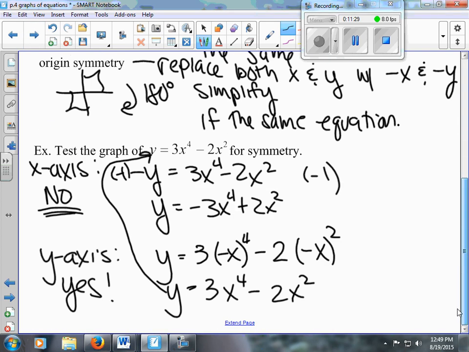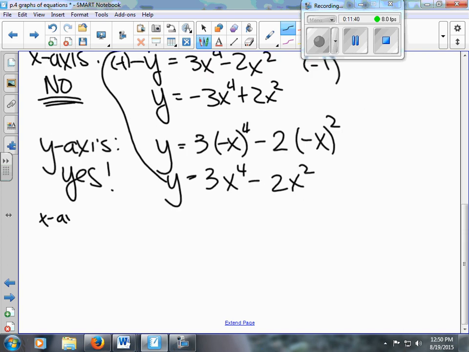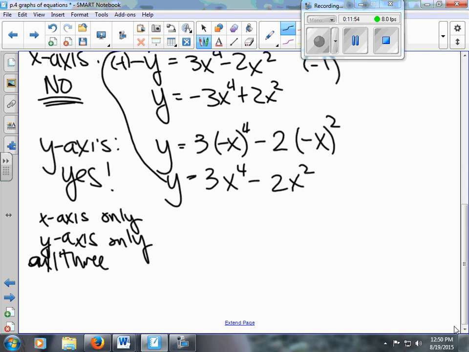We're going to go ahead and test for origin symmetry, but it will not have it. And the reason why I know is because it didn't also have x-axis symmetry. So the options are either x-axis only, y-axis only, all three choices, origin only, or none. Okay, but you can't have two. You either have essentially all or none. But I will show you that it doesn't have origin symmetry.